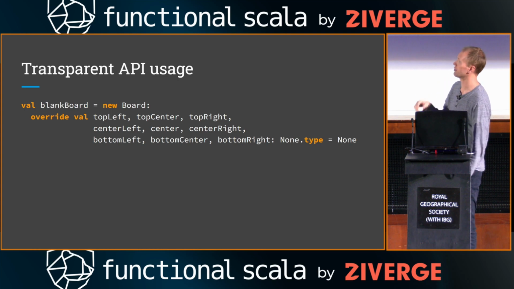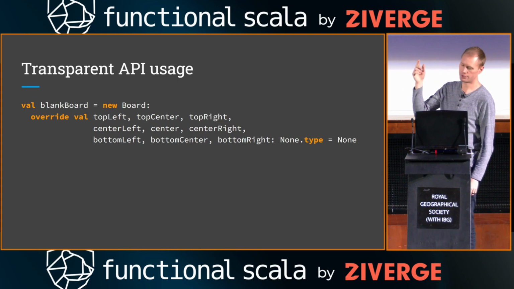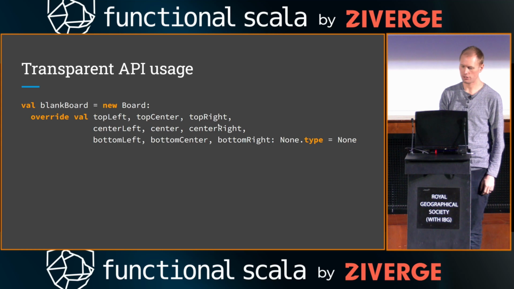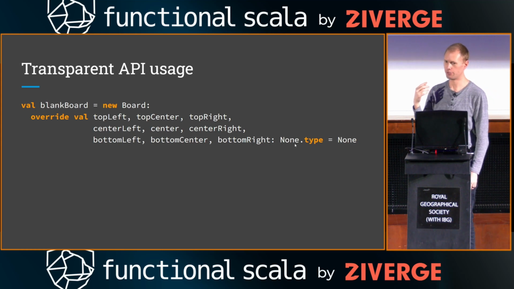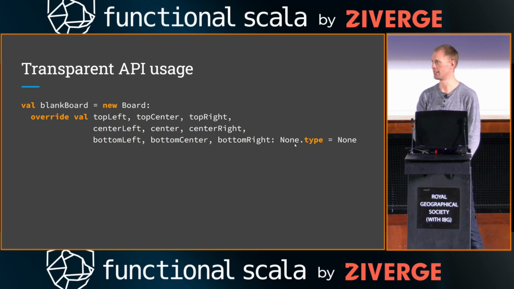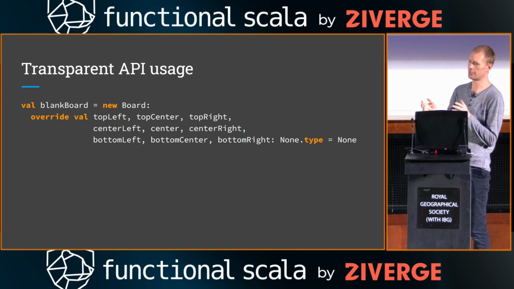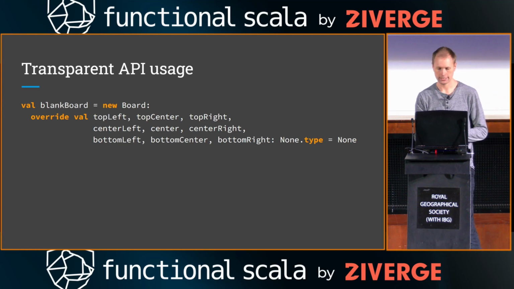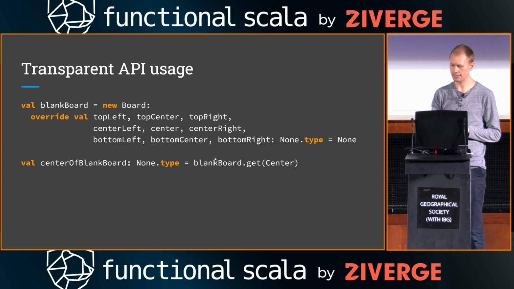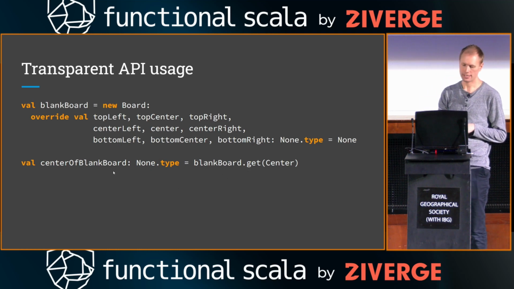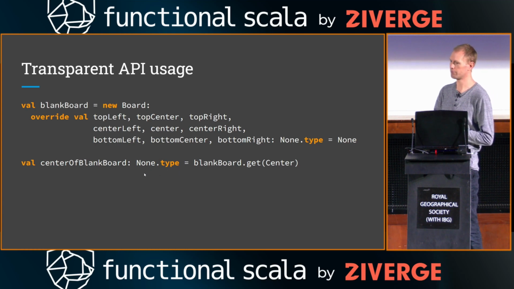So let's say we're going to create a blank board. We can just say new board, and we can override all of the values to a specific type. We can refine their return value to be none.type. So we can kind of encode that it will be none, that there won't be any marks on the board. That means we can go ahead and get the center from the blank board, and we actually know that it's none.type at compile time. We don't know that it's just an option mark. We know that specifically it is empty.